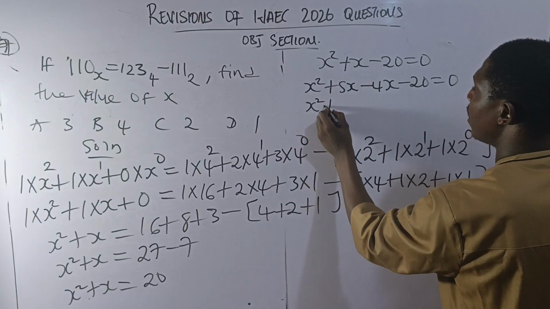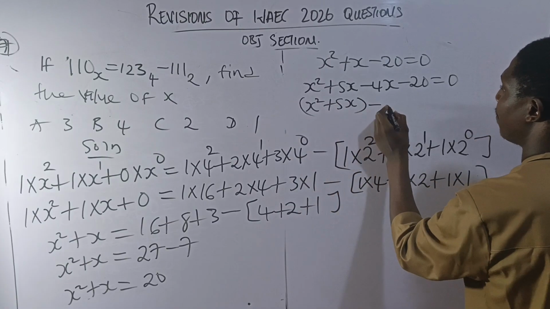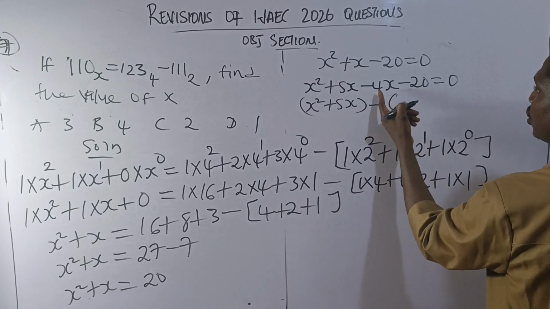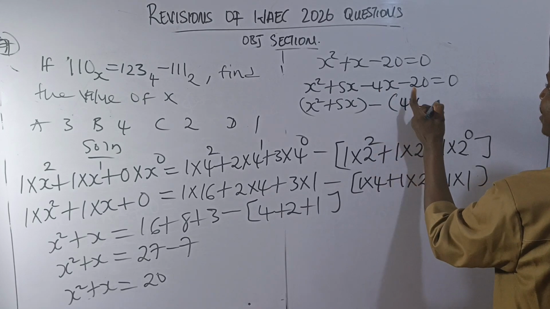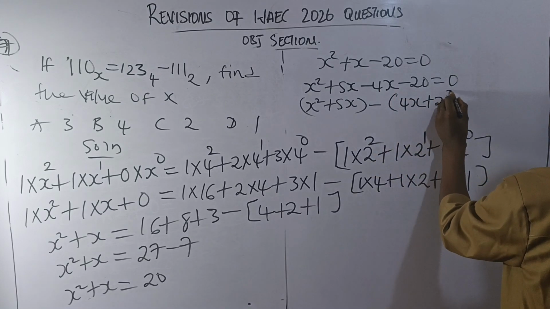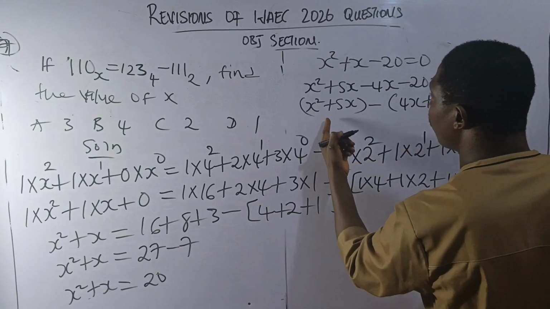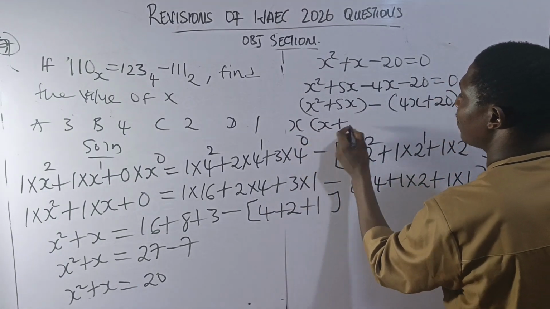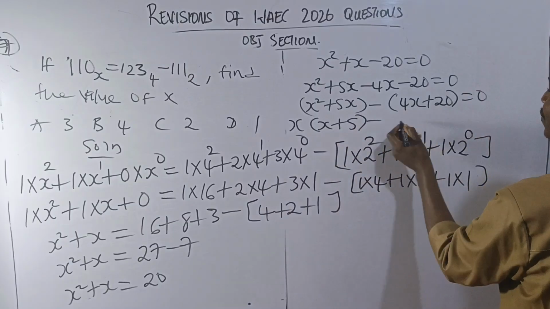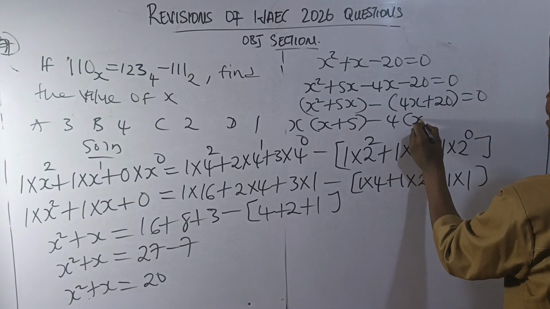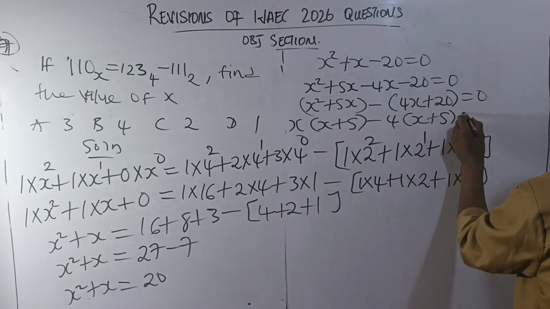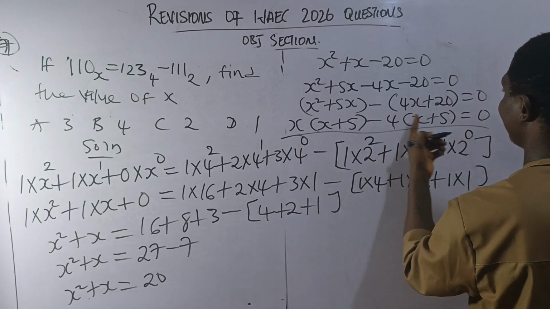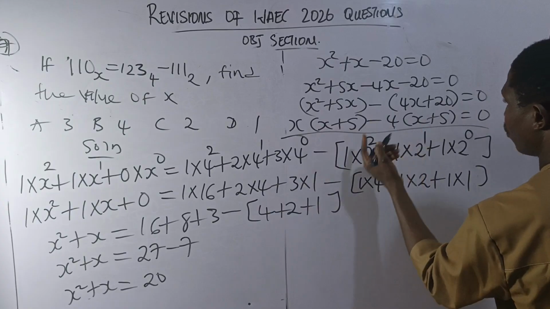So I have x squared plus 5x in brackets, minus. Since this minus is coming here, all the signs here will change. Minus 4x becomes positive 4x, and minus 20 becomes positive 20, close bracket equals 0. What's common here is x. I have x squared divided by x is x, plus 5x divided by x is 5, minus what's common here is 4. 4x divided by 4 is x, 20 divided by 4 is 5, equals 0.